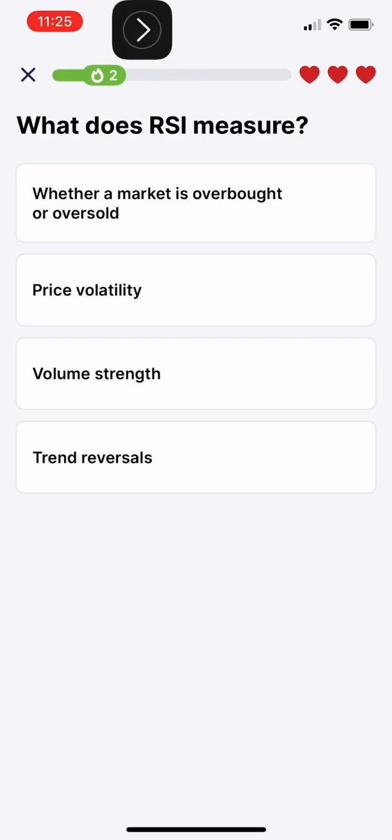Two. What does RSI measure? Whether a market is overbought or oversold, price volatility, volume strength, trend reversals.